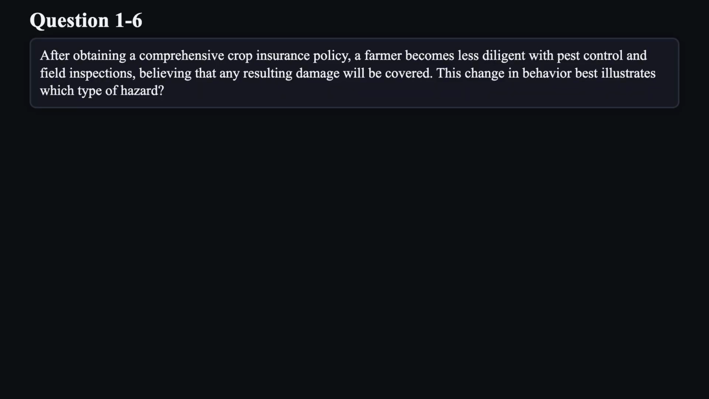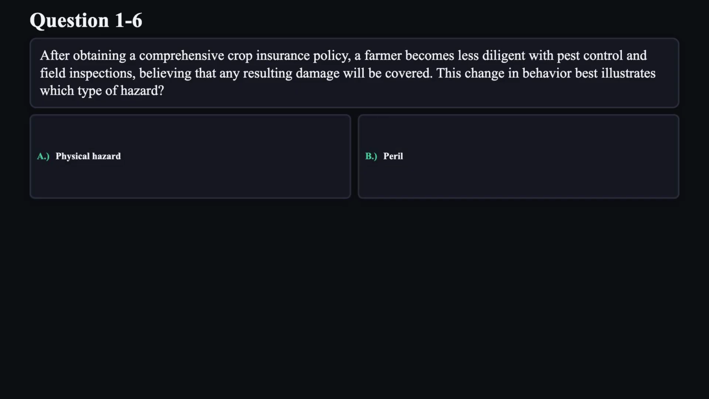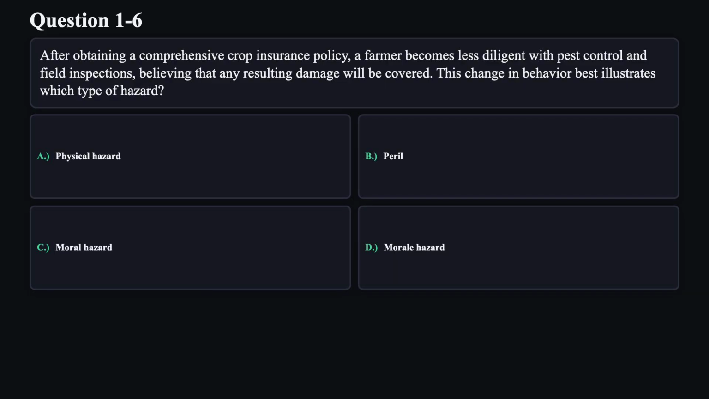Question 6. After obtaining a comprehensive crop insurance policy, a farmer becomes less diligent with pest control and field inspections, believing that any resulting damage will be covered. This change in behavior best illustrates which type of hazard? A. Physical hazard. B. Peril. C. Moral hazard. D. Moral hazard.